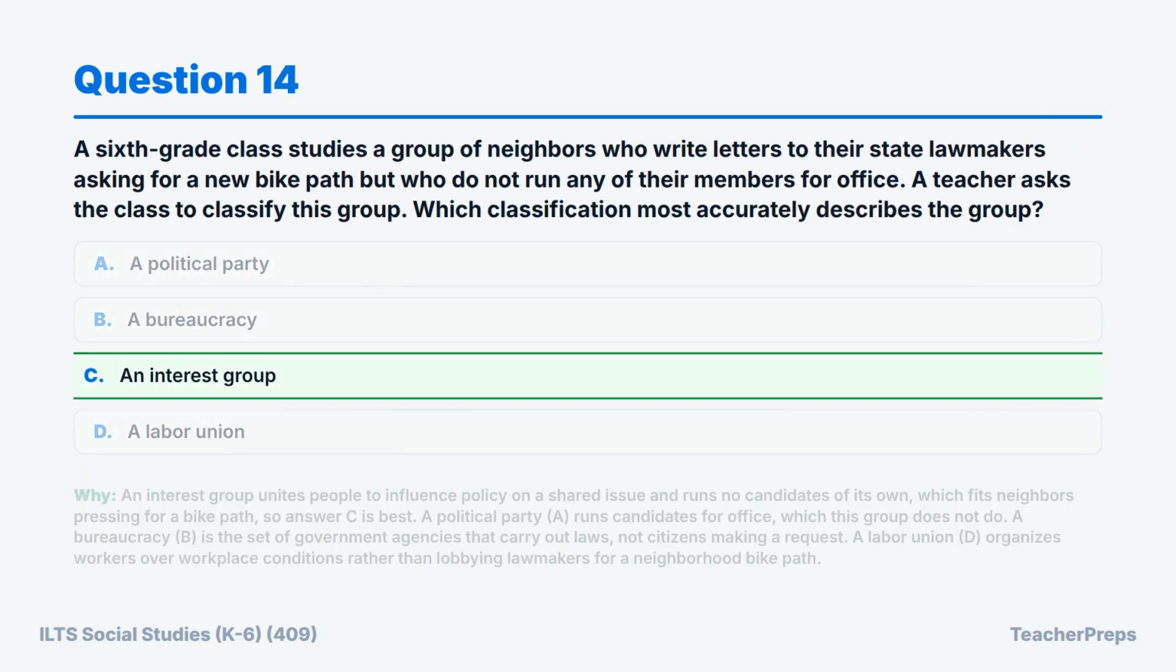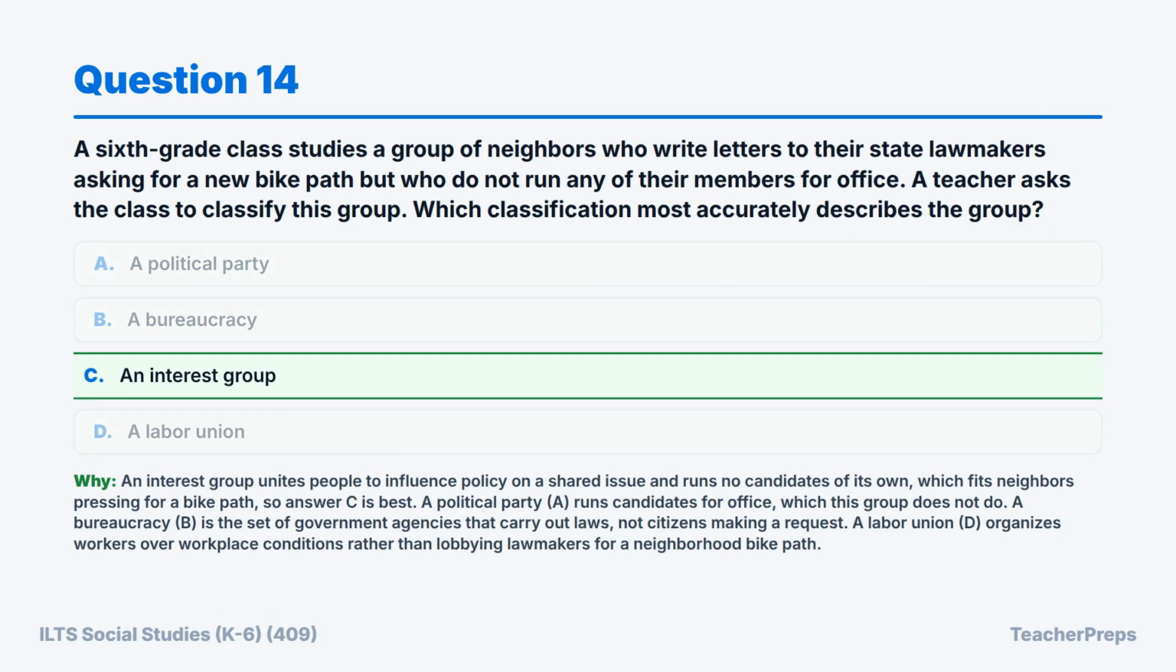The correct answer is C. An interest group. An interest group unites people to influence policy on a shared issue and runs no candidates of its own, which fits neighbors pressing for a bike path, so answer C is best.